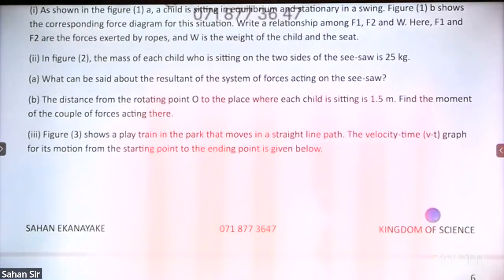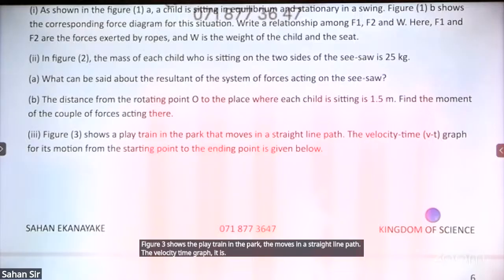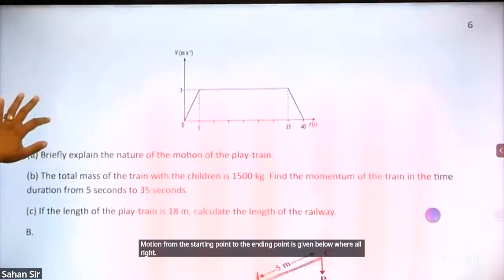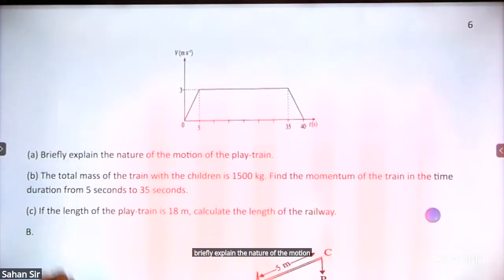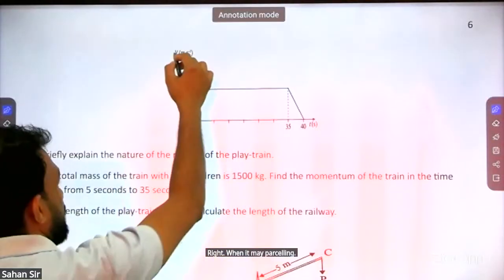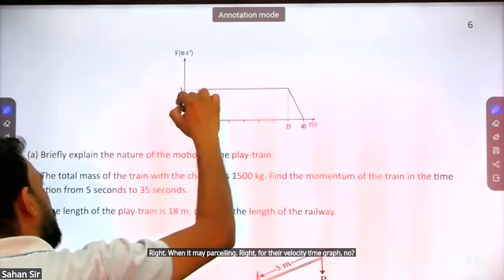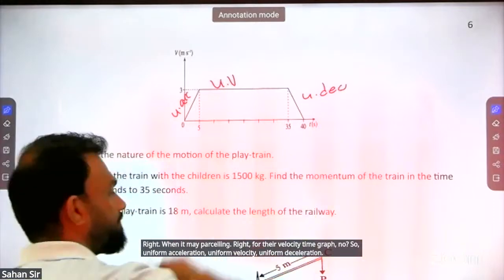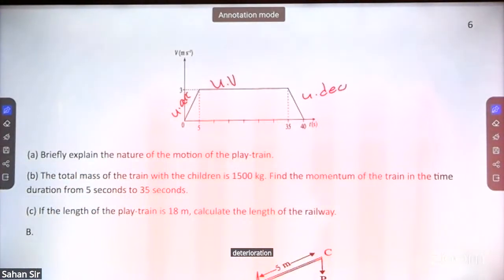Figure 3 shows the play train in the park. The train moves in a straight line path. The velocity time graph of its motion from the starting point to the ending point is given below. Briefly explain the nature of the motion of the play train. Put a velocity time graph, no? So uniform acceleration, uniform velocity, uniform deceleration. Right. Is it clear?